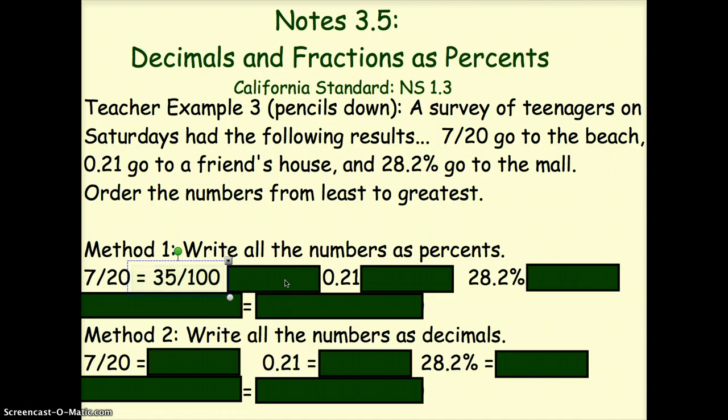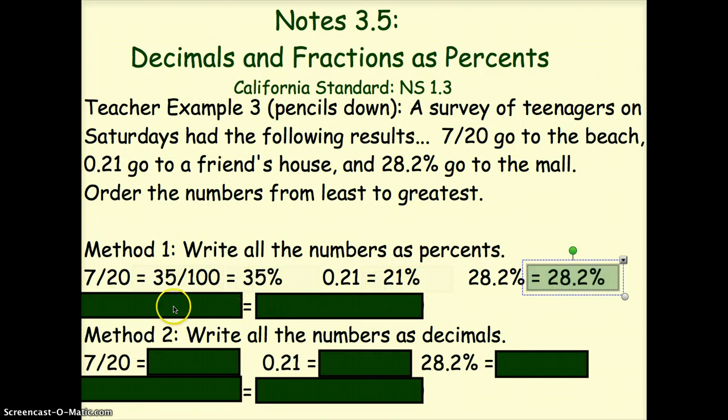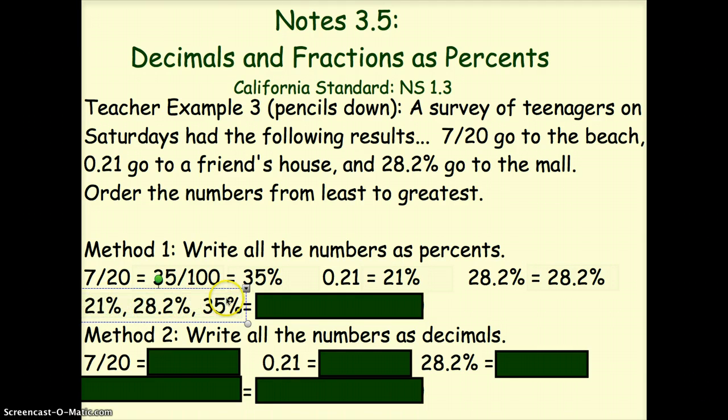7/20ths is going to be 35 over 100, which is 35%. 21/100ths is going to be 21%. And then, of course, 28 and 2/10 is already in percent form. So now we go ahead and put them in order from least to greatest in percent form. But remember, we need to always turn them back into their original form for the answer. So there we have it in their original form.